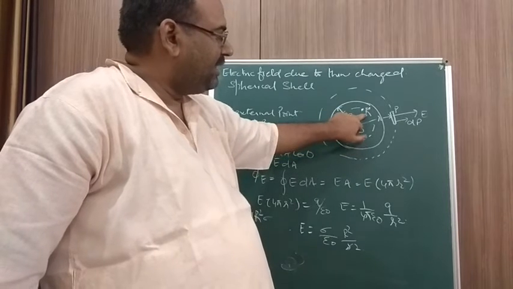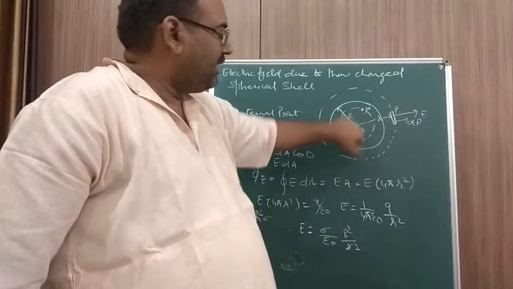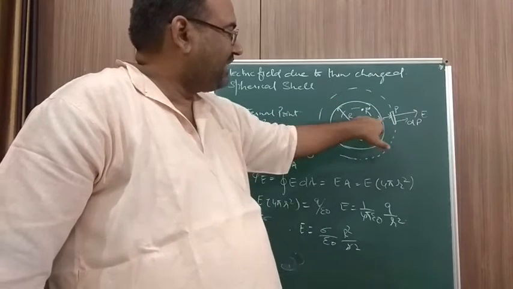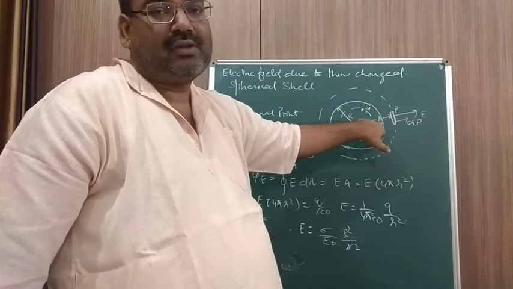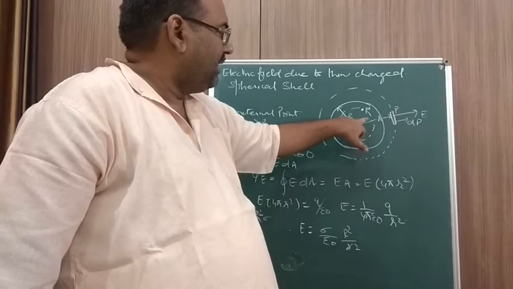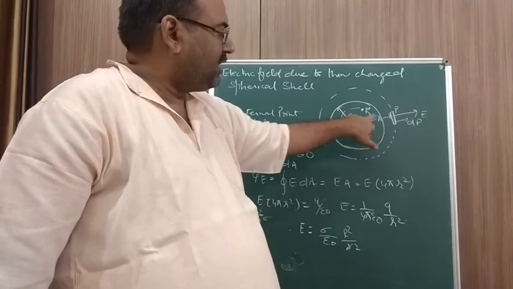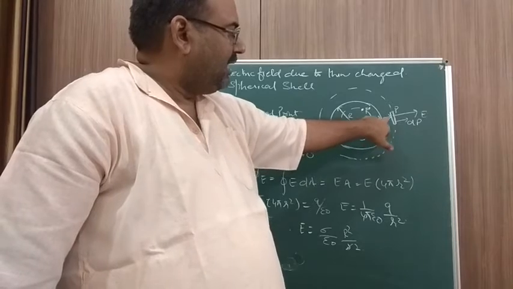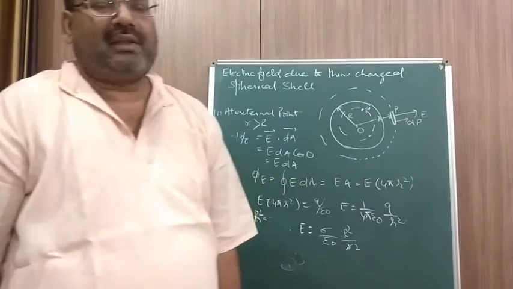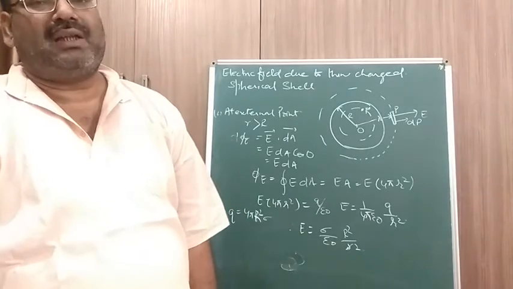We have a point P dash inside the shell. And again the broken line outside at a distance r, where r is greater than the radius of the shell. So there are 3 different points. One inside, P dash, another one at the surface, and the third one outside the surface at the point P, where the electric field intensity is to be calculated.